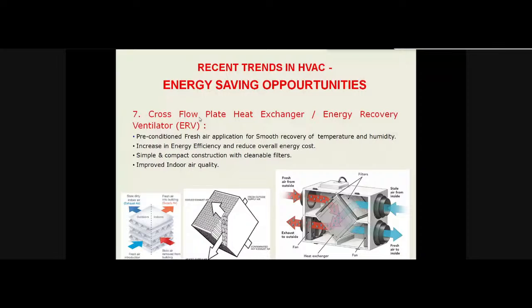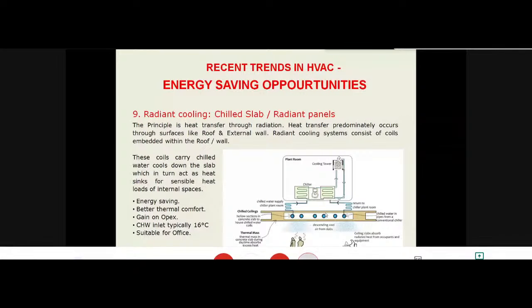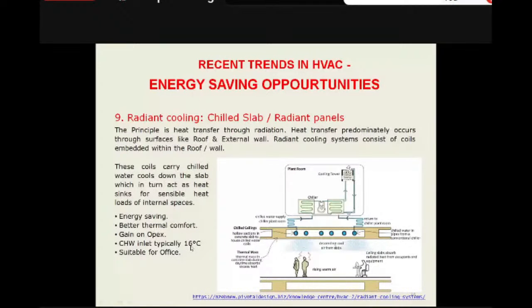With this, we can reduce an enormous amount of air-side load; there is saving on the air handling unit side. So that is a bigger saving. So energy saving is there, better thermal comfort, and a big gain on operating cost, OPEX. The chiller also runs with a very high inlet temperature, 16 degrees. Normally chillers operate at 7 degree inlet and 12 degree outlet for the AHU. Here we can give 16 degrees because it is a slightly higher temperature. It is suitable for office areas.